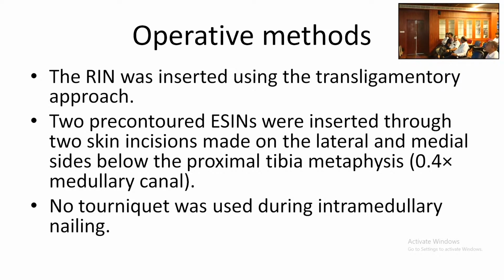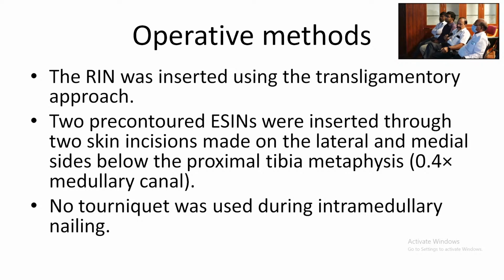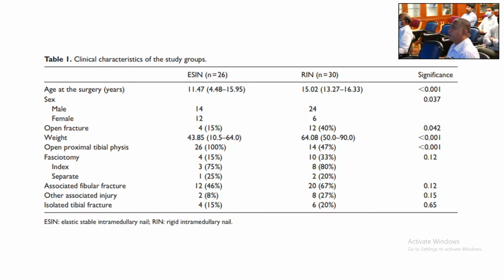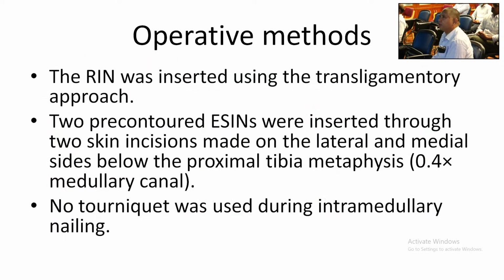Probably the number is too small. Here we are 30, 30, 40. And you said some of the fractures are open fractures and some are isolated also. Both you have mentioned. Go back to the previous slide. Isolated tibial fractures: 4 for elastic nailing, 6 for rigid intramedullary fixation. Open fractures: 4 for elastic, 6 for rigid. So more open fractures for nailing. Yes, open fracture is an indication. Right, so that is important.